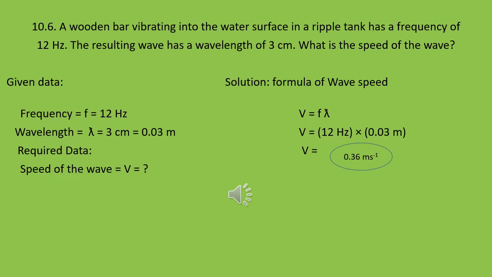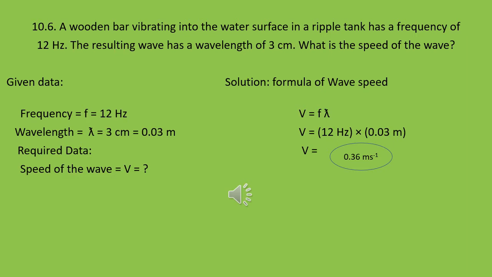Numerical problem 10.6. A wooden bar, vibrating into the water surface in a ripple tank, has a frequency of 12 Hz. The resulting wave has a wavelength of 3 centimeters. What is the speed of the wave? Given data: frequency of the vibrator is 12 Hz, and wavelength of the wave is 3 centimeters, or 0.03 meter. Required data: we have to find here the speed of the wave.